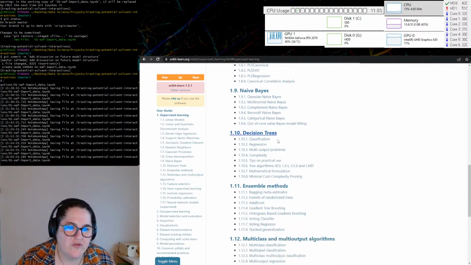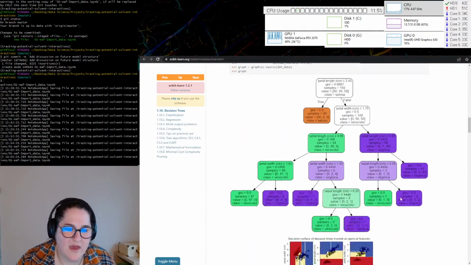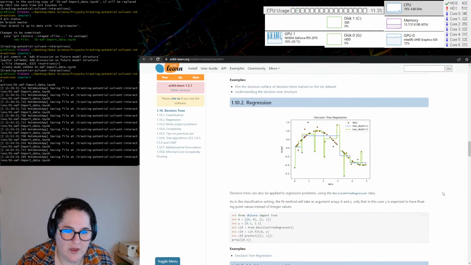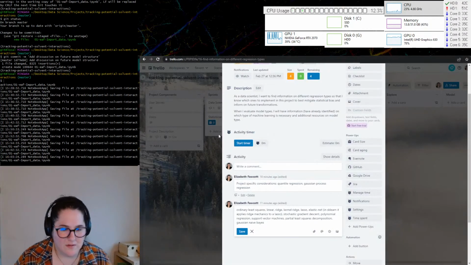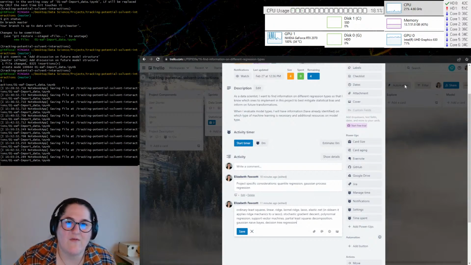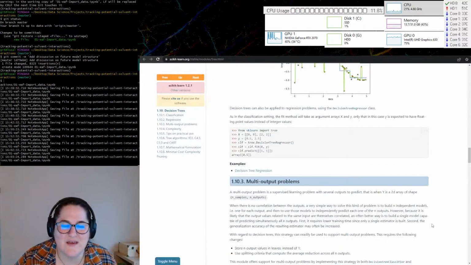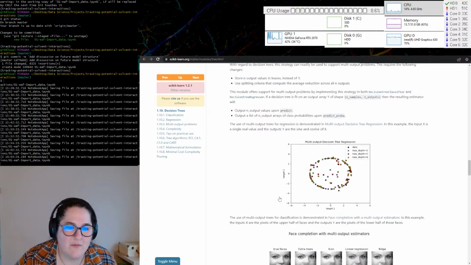Then we have decision trees here. And we want to look at the regression decision tree. So decision tree regression. This is kind of how I start. I go find all the things that I could use, and then as I go through time, I kind of eliminate based on that. With several outputs to predict, so we don't have a multi-output problem.